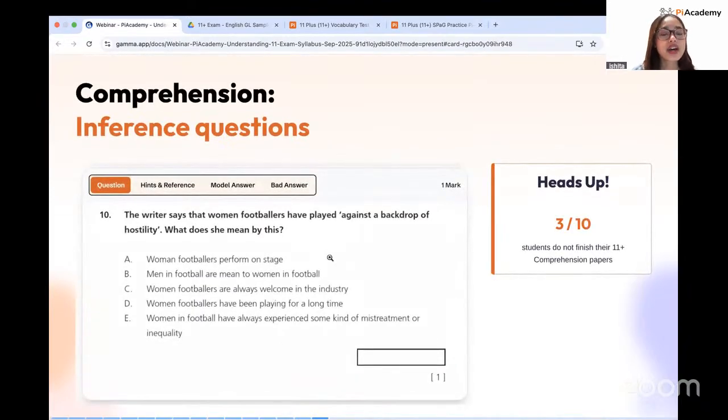We also have another key problem area, which is inference questions. Now, in the comprehension, we've noticed that 3 out of 10 students do not finish their 11 plus comprehension. And that's because they really struggle with these inference style questions, where they have to read in between the lines and decode the passage. Almost it's like a big puzzle for them. So again, we will be running a separate webinar where we will be unraveling the different types of inference questions and how you can effectively answer them.